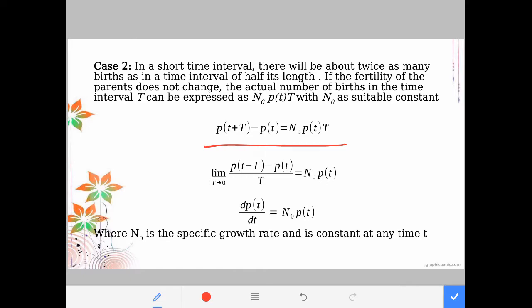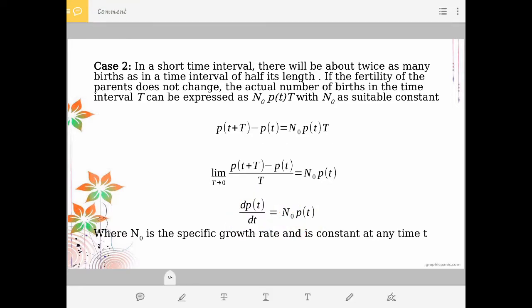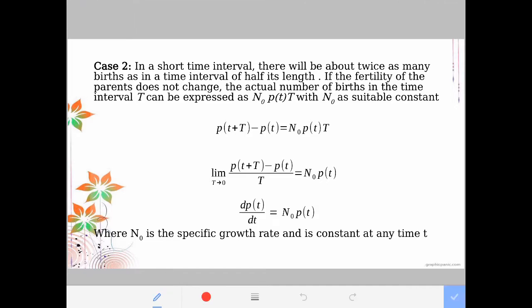Therefore, we have a differential equation defined such that the change in the population over time is equal to the population times N0. We can now define N0 as the specific growth rate. This is based on our case, and it is now a constant at any time T. So this is case 2, which is a simplification of case 1. And if you notice, this is your microbial growth equation.